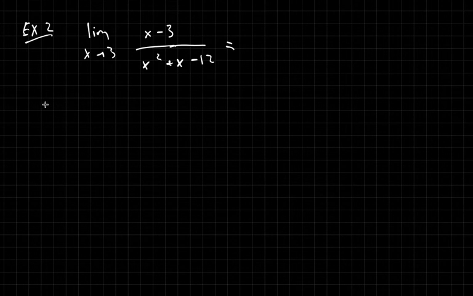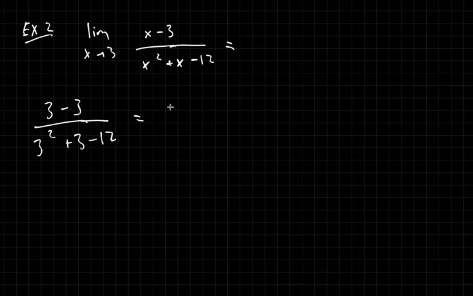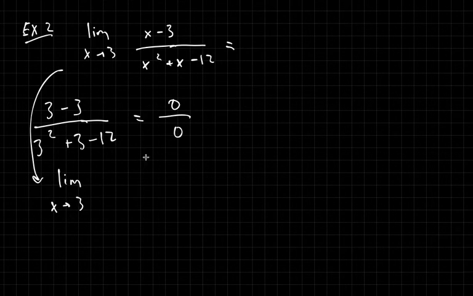Let's see what happens. So we have 3 minus 3, and then over 3 squared plus 3 minus 12. So the top is 0. 3 squared is 9, plus 3 is 12, minus 12 is 0. So you see, now we have the same indeterminate form, right? So that's a symbol that we have to simplify this function further to find the true value of the limit. So what we're going to do is we're going to simplify the function, and we're going to try and factor it.